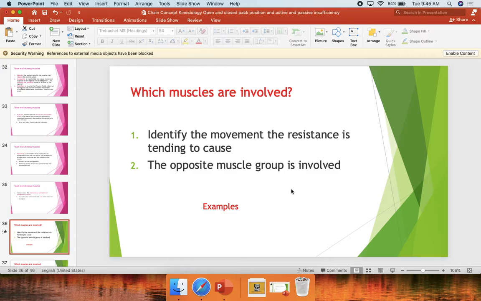Same thing at the hip. Remember, we went into, during sitting, hip flexion. And so our opposite muscle group to our iliopsoas muscles is going to be our glute max. So during sitting, our gluteus maximus is undergoing an eccentric contraction.